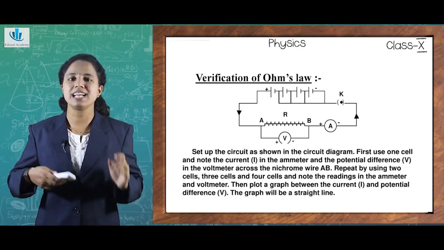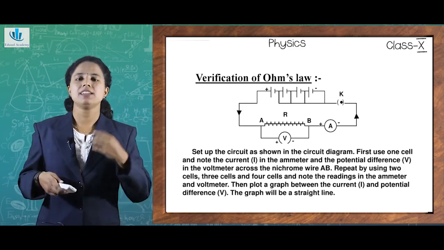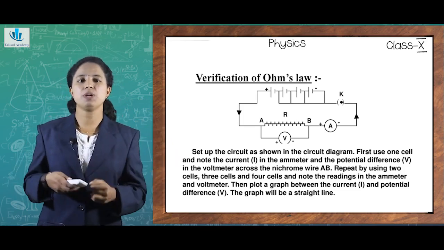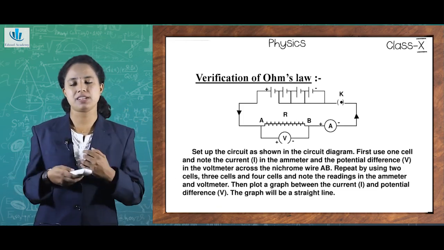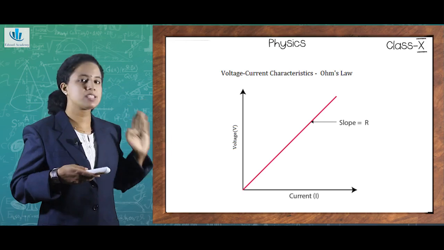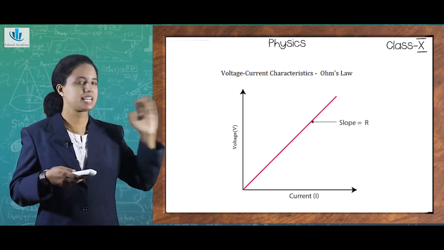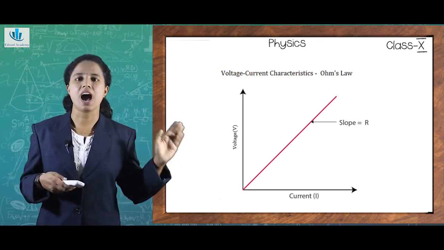And in all these cases, I note the readings in the ammeter as well as the voltmeter. Then I am going to plot a graph between the current I and the potential difference. What will you get? You can see the voltage-current characteristics that show Ohm's law will be a straight line with a slope equal to R.